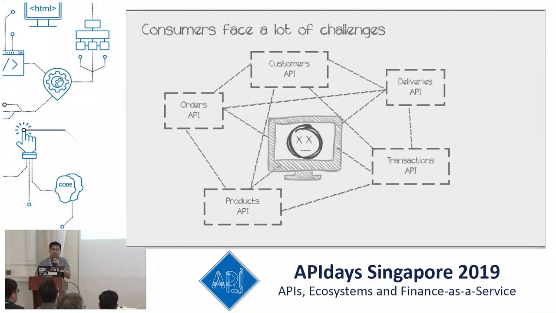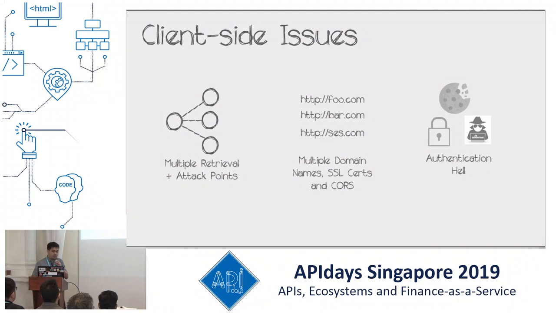But actually, it offloads the difficulty of engineering onto the consumer-facing applications. Because if you think about it, you now have multiple retrieval points, you now have multiple attack points for attackers, you now have multiple domain names and SSL certificates, and you have to deal with authentication hell. What I mean by authentication hell is that you now have to deal with different JWT tokens, different HTTP headers. Let's say you have 9 microservices sitting in the back end. How do you deal with them? It's very tough, right? As a front end developer, you are forced to consume multiple APIs that are really split and diverse because they are built by separate teams.